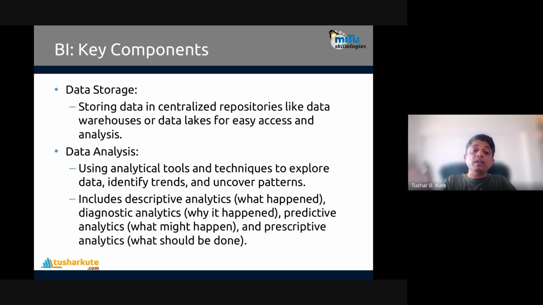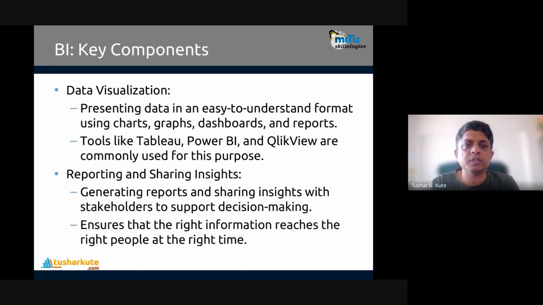Then predictive: what will happen? That's called predictive analytics. And next is prescriptive. Prescriptive analytics means what course of action we have to perform after this. This is called the prescriptive analytical method. Okay, so these kinds of methods are present under it. These analytical methods are done. We'll go into detail about this.